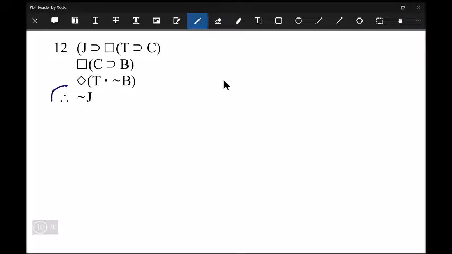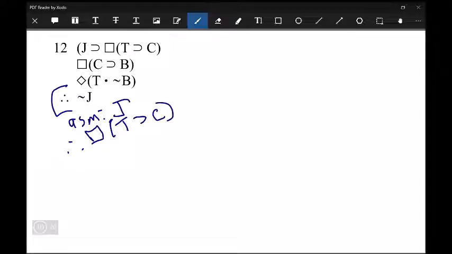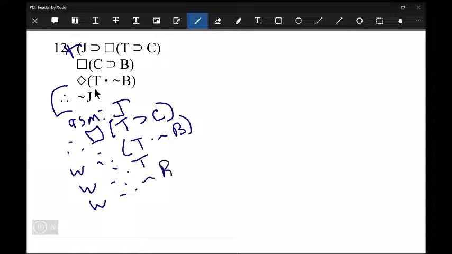Let's prove it real quickly. Assume J, and then you can use that with the first premise. Necessary T implies C, and then you drop the diamond in a new world. In world W, you have T and not B, and you can simplify that. World W, you got T. World W, you got not B.